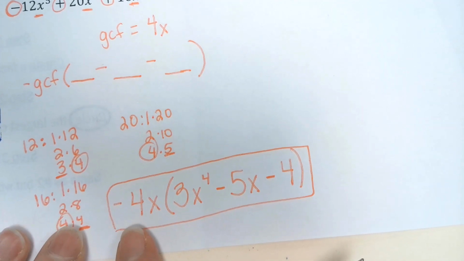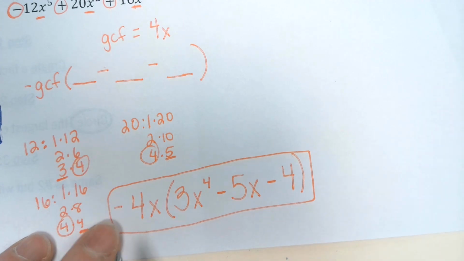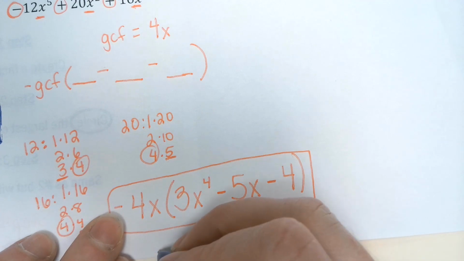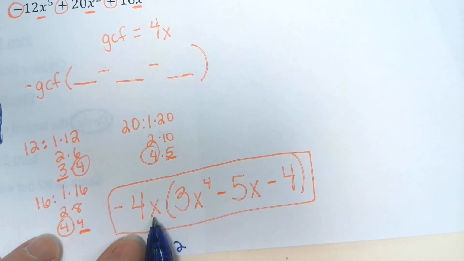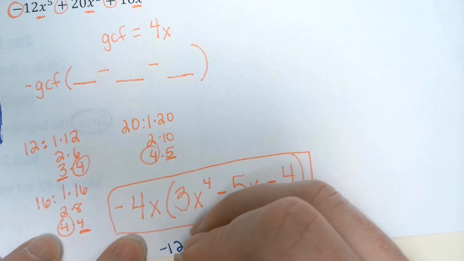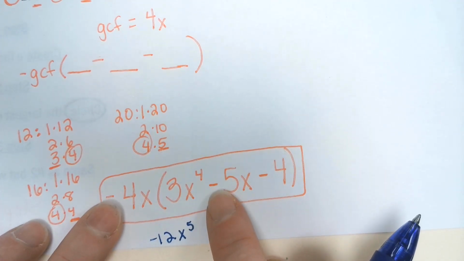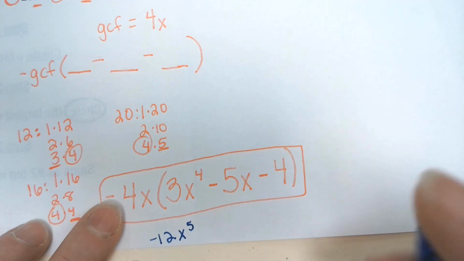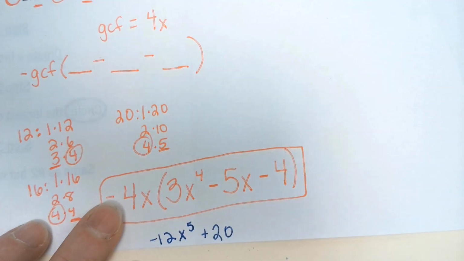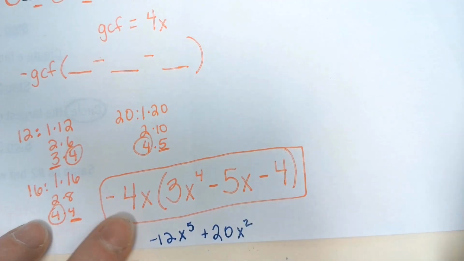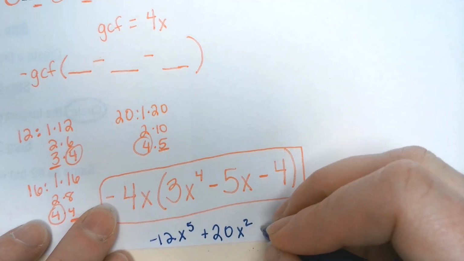And then your last step is just to distribute to check your answer. Negative 4 times 3. Remember, whenever you distribute, you're multiplying and adding exponents. So multiply the numbers. Negative 4 times 3 is negative 12. Add your exponents. X to the first, x to the 4th. Take x to the 5th. Negative 4 times negative 5 is plus 20. X times x is x squared. And then negative 4x times negative 4 is plus 16x.